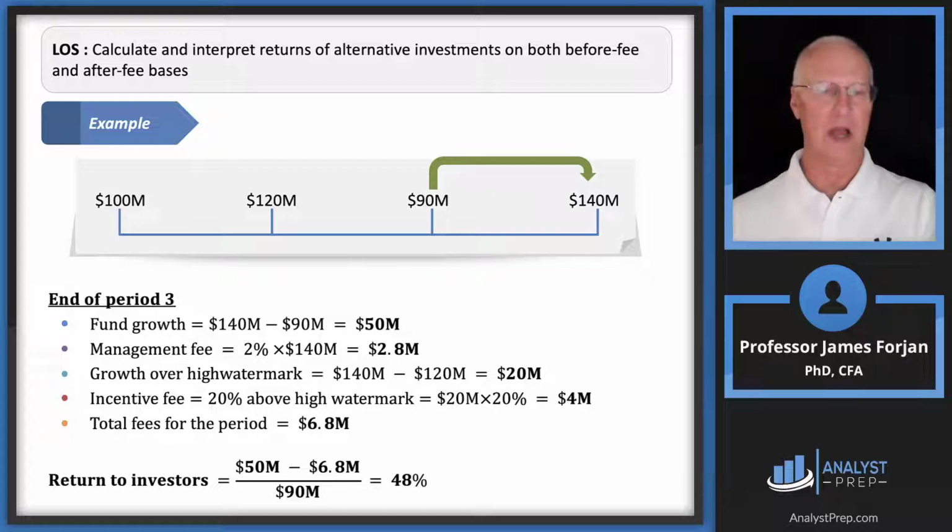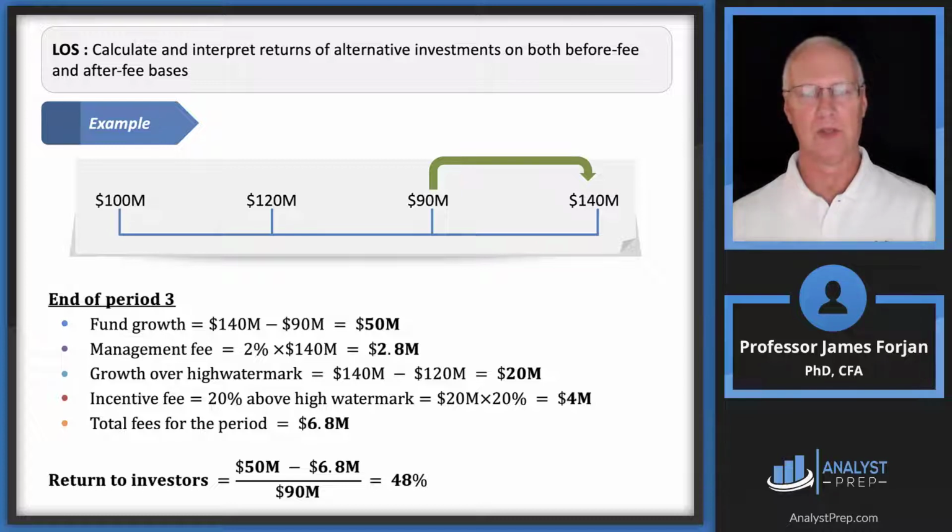So you guys are not going to pay me to go from 90 to 140 because, look, you already paid me an incentive to go from 100 to 120. So you're only going to pay me in excess of that high watermark, that 120. So that's 20 million. So I'm going to get 20% of the 20 million. So we take the 2.8 and the 4. So my fees, I get 6.8 million in total.